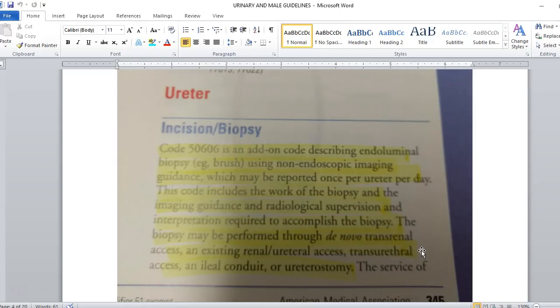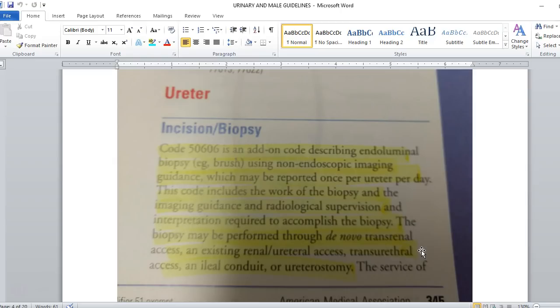Code 50606 is an add-on code, and it describes an endoluminal biopsy, like a brush biopsy, using non-endoscopic imaging guidance, which may be reported per ureter once per day. The code includes the work of the biopsy and the imaging guidance and radiological supervision and interpretation required to accomplish the biopsy. The biopsy may be performed through de novo transrenal access, an existing renal or ureteral access, transurethral access, an ileal conduit, or a ureterostomy.